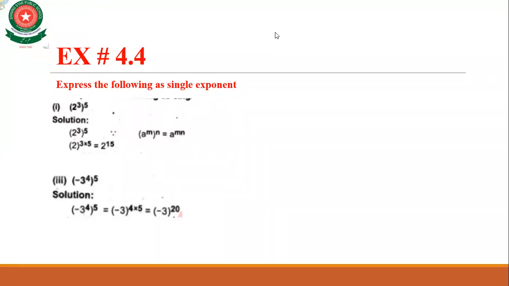Now the third part is (-3^4)^5. Here again, according to the rule, we know that (a^m)^n is equal to a^(m into n). So first we write minus 3 power 4 multiplied by 5. Then we multiply 4 into 5. After multiplying, we get minus 3^20.